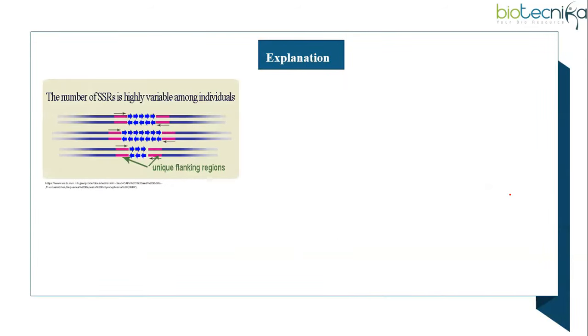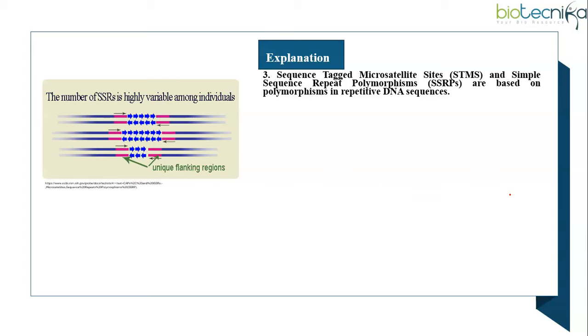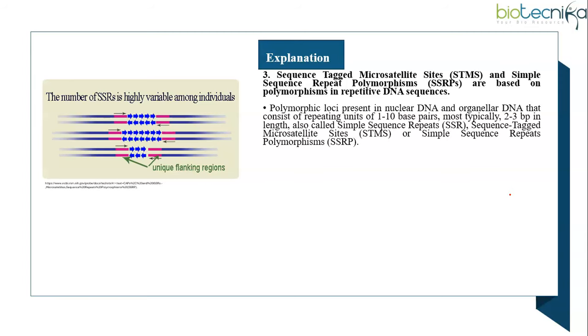Then statement 3 is that sequence tagged microsatellite sites and simple sequence repeat polymorphisms are based on polymorphisms in repetitive DNA sequences. To answer whether this statement is correct or incorrect, you should know what are STMS and SSRPs. Polymorphic loci present in nuclear DNA and organelle DNA that consist of repeating units of 1 to 10 base pairs, and most typically 2 to 3 base pairs in length, are called simple sequence repeats.